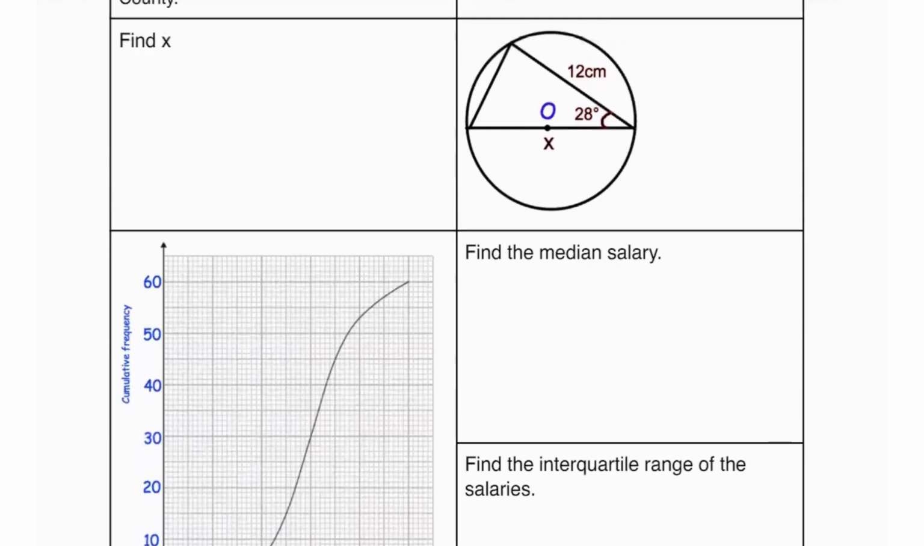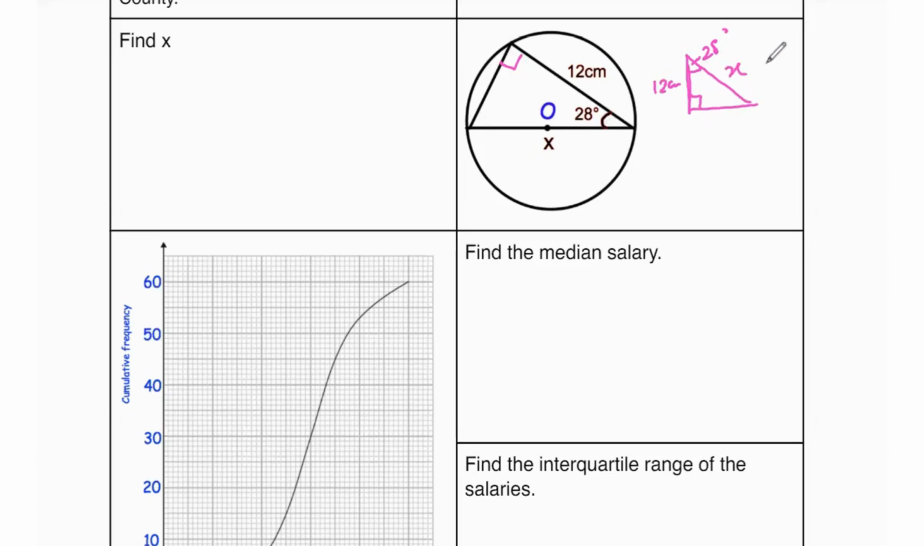Next question says find the value of x. So we have a circle and inside the circle we have a triangle inscribed. So a triangle in the semicircle where the angle is touching the circumference is always going to be a right angle triangle. This is one of the circle theorem properties. So this is a right angle triangle and they want us to find the value of x, which is the diameter. So if we remake this triangle, this is your angle 28 and this is your length, and we need to find the hypotenuse.